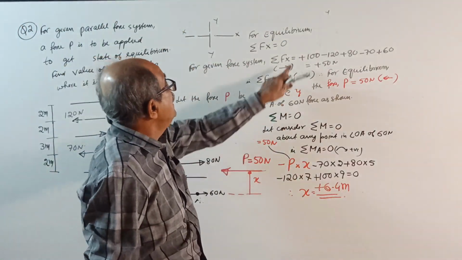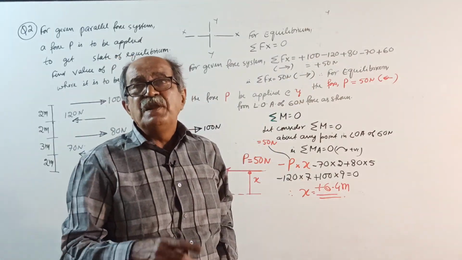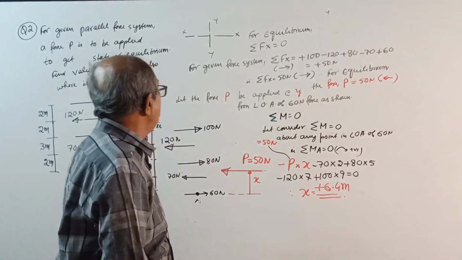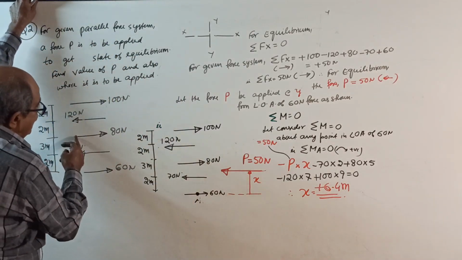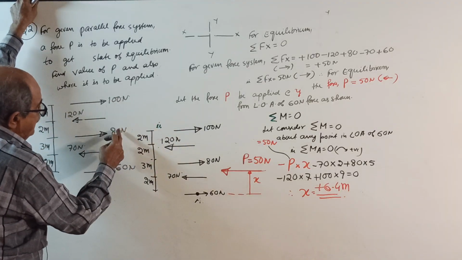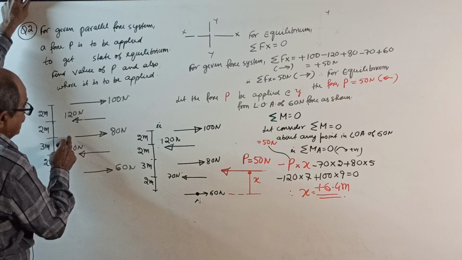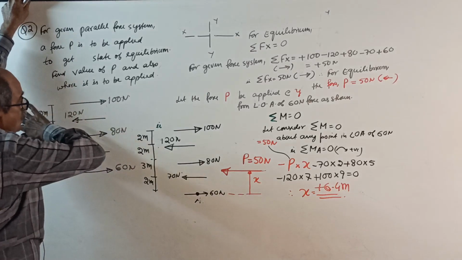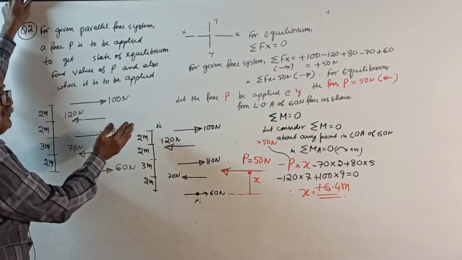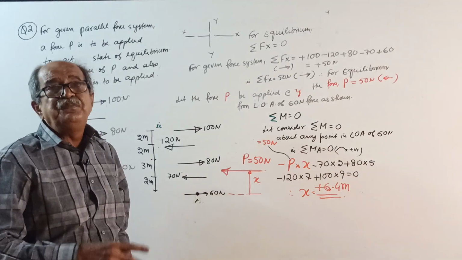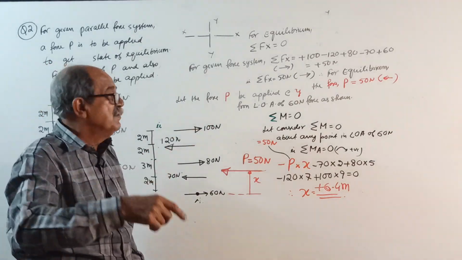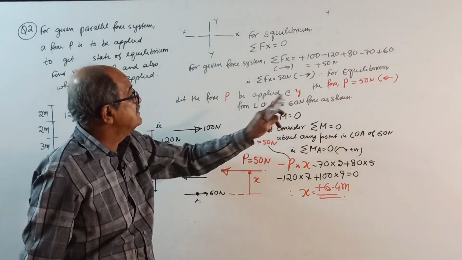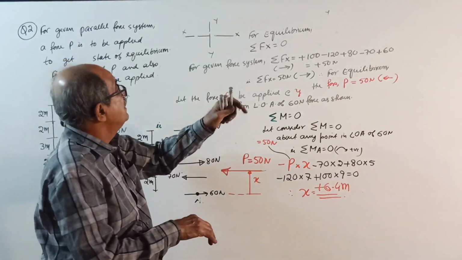For equilibrium, they have not given whether P is on the right side or left side. You should decide it. See, 100, 80, 60. 100 plus 80 plus 60 is 240. 70 plus 120 is 190. 240 right side, 190 left side means an unbalance of 50 to the right side. So for equilibrium, the force should be 50 to the left side. Common sense is sufficient to get that answer. Still, we will do it systematically.